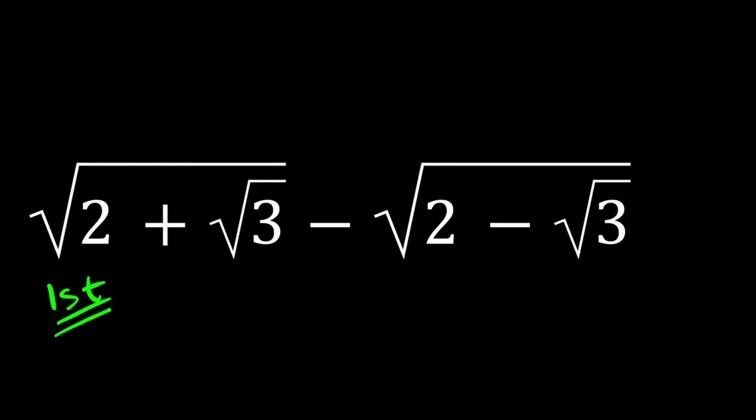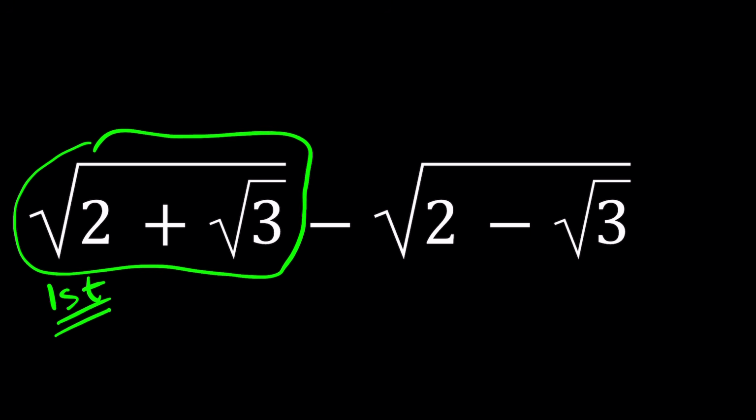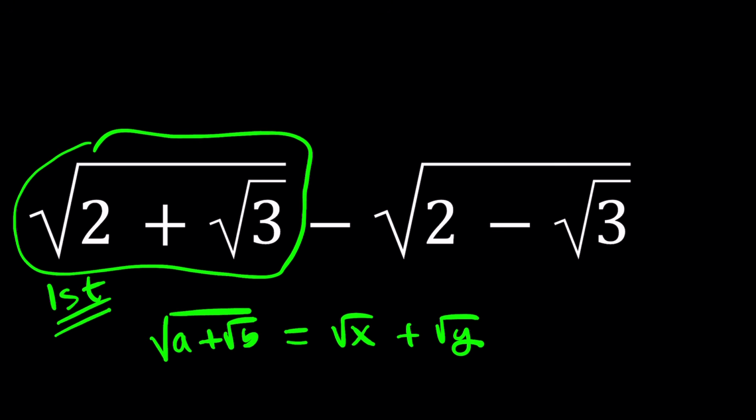For my first method, I want to look at this problem from a radical perspective. What I mean by that is, what would happen if we only had this and we wanted to simplify it? In other words, denest the square root. Denesting is basically when you have something like the square root of a plus root b, and you want to write it as square root of x plus square root of y, where no radical is underneath another radical.